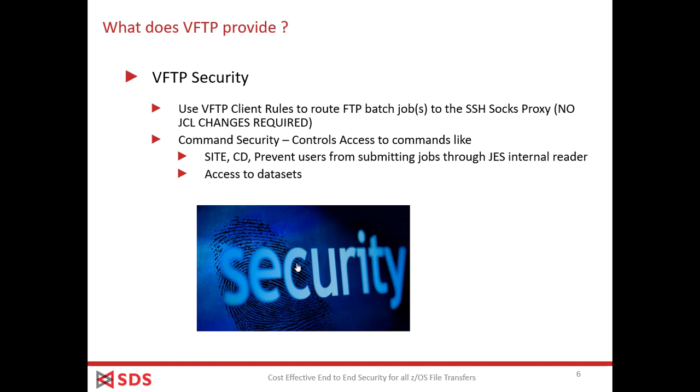You can route batch jobs from this, any batch job. You've set it up on VFTP and you say, all right, batch job production 1, 2, 3, this particular batch job, when it runs, VFTP will automatically recognize that it's one of the rules inside of the VFTP client database. It'll then route that batch job to the SOX proxy, and the SOX proxy will convert it. And this is the no JCL changes that I was talking about.